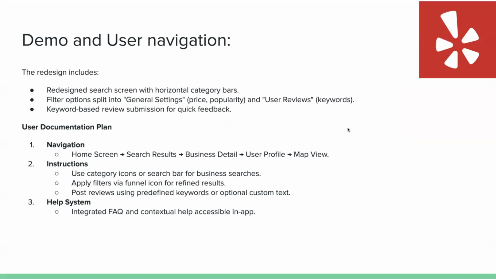To recap all that, we've redesigned the search page with horizontal category bars, the filter options split into general settings, pricing, popularity, and user reviews keywords, and we have a keyword-based review submission for quick feedback.